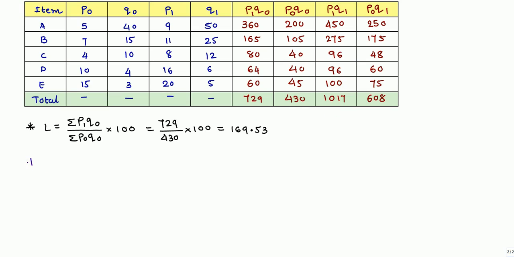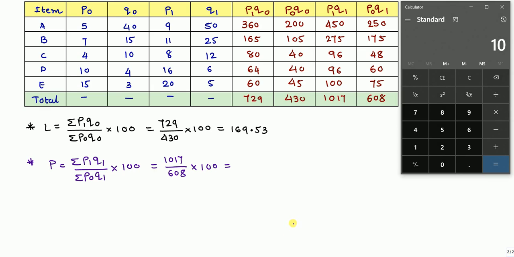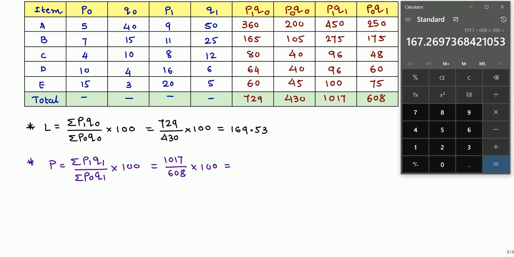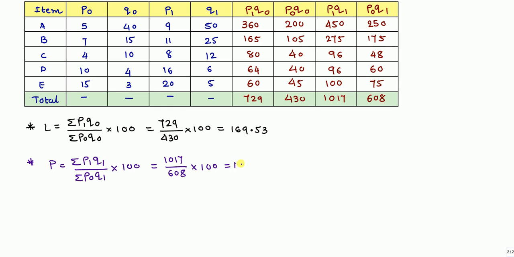Now Paasche's index number. P is equal to sigma P1 Q1 upon sigma P0 Q1 multiplied by 100. Total of the third column, 1017, divided by total of the last column, 608, into 100. That is 167.27. 167.27 is Paasche's index number.